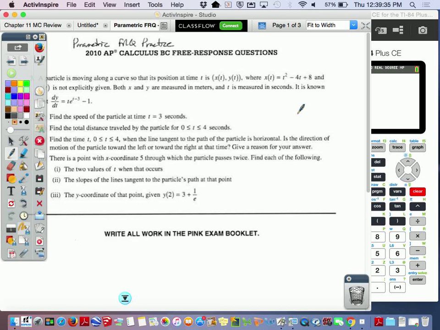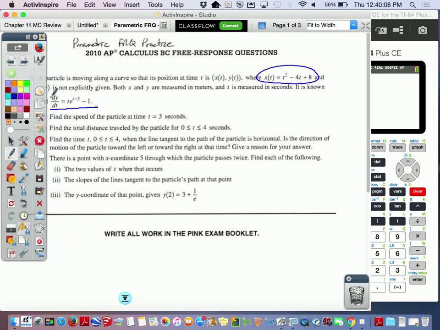Okay, the 2010 parametric FRQ tells us a particle is moving along a curve so that its position at time t is x of t and y of t, where x of t is equal to t squared minus 4t plus 8, and y of t is not explicitly given. Both x and y are measured in meters, t is measured in seconds. It is known that dy/dt is equal to t times e to the t minus 3, minus 1.